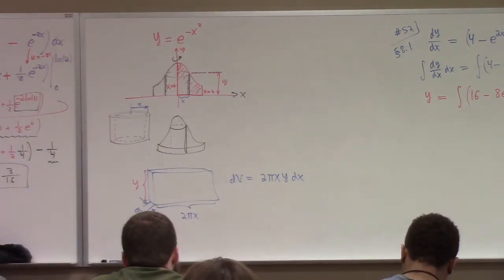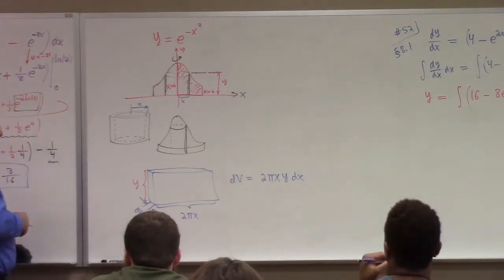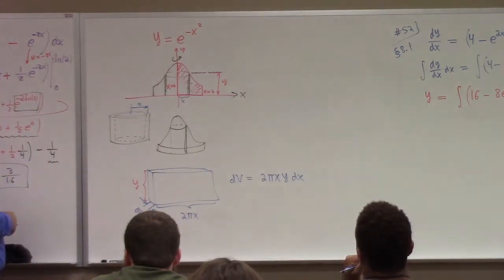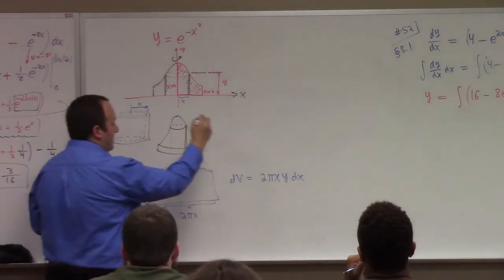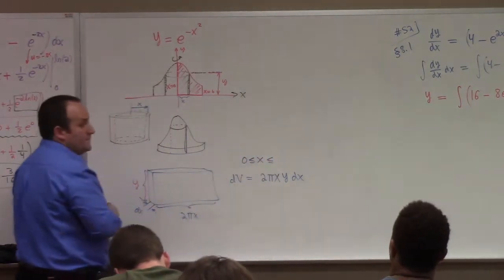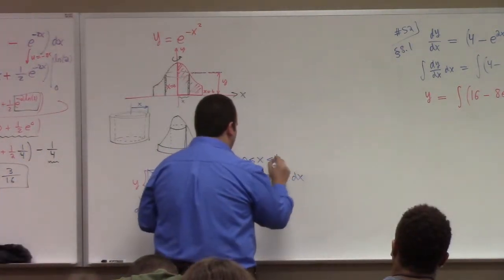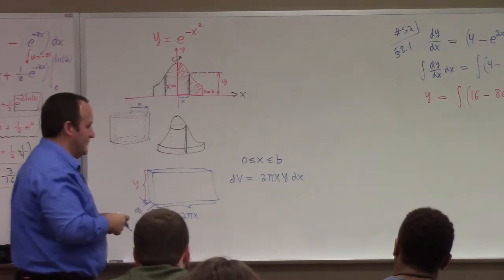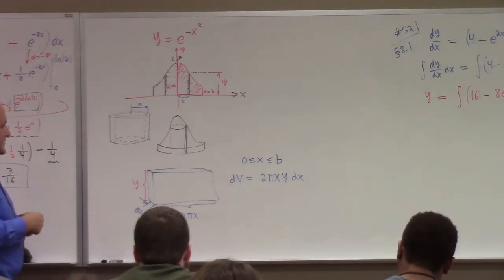Now, this assumes that there is no, no, I'm sorry. I'm thinking of washers. What should x go from? This is for 0 less than or equal to x, less than or equal to 6? Yeah, b. Yes, my b is my 6. It's true. You got me.